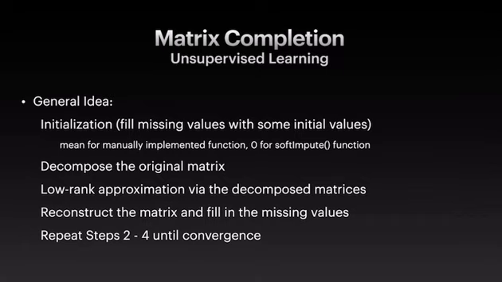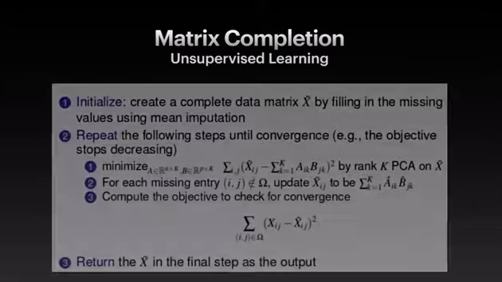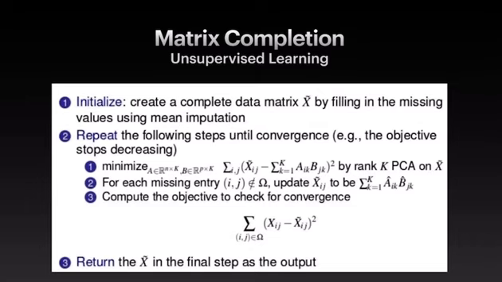Okay, the general idea for the unsupervised learning is first we initialize our matrix by filling missing values with some initial values, and then decompose the original matrix to get the low rank approximation, and then we reconstruct the matrix and fill in the missing values. Finally, we repeat steps 2 to 4 until convergence.